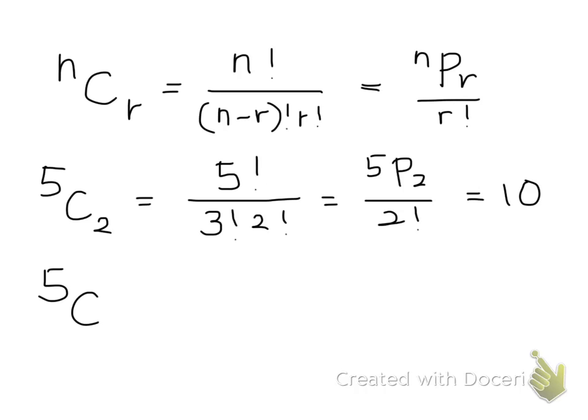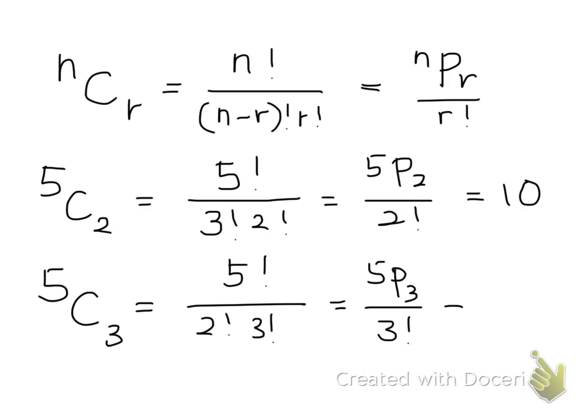Let's try 5C3. Again, it will be 5 factorial, this time 5 minus 3 is 2 factorial, and then 3 factorial. So it is now 5P3 divided by 3 factorial. What is the value of this? It is also 10. Are you seeing something here? It means 5C2 is the same as 5C3.